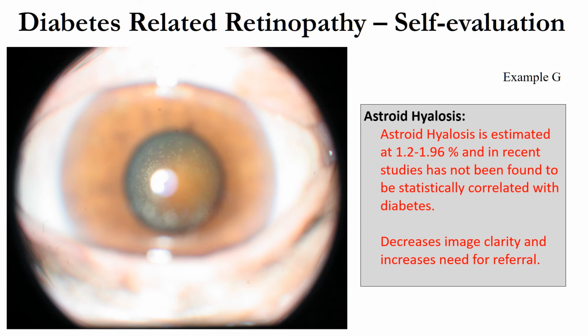The incidence of asteroid hyalosis is estimated to be between 1.2 and 1.96% of the U.S. population. Although studies have found that it is not statistically correlated with diabetes, its presence degrades image quality and increases the need for referral.